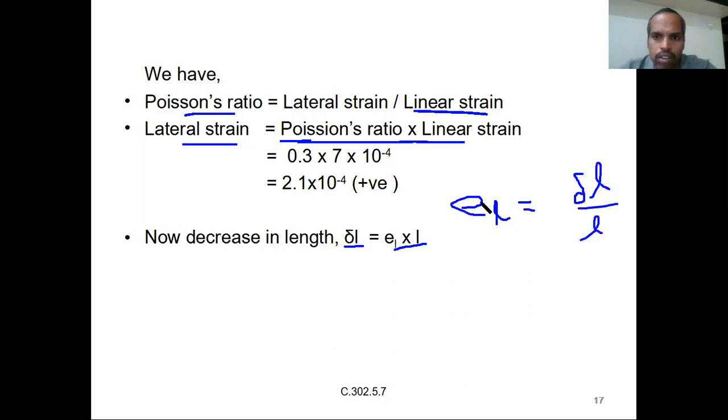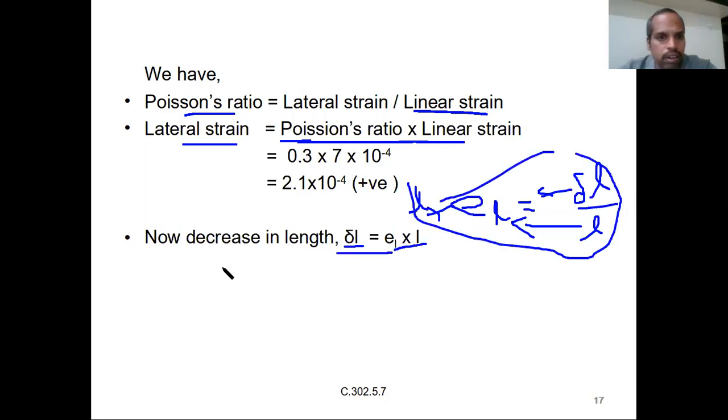From this one you reverse it. So what do we need? We need this one, so it goes into a product: strain into delta L. That's what we have calculated. This formula is like that. Now decrease in length, because it is a compression member, the length will decrease. So how much is it? Linear strain, which we have already calculated here, into initial length. The initial length is 500. Now we get the change in length. This will be minus because it is a compressive load.